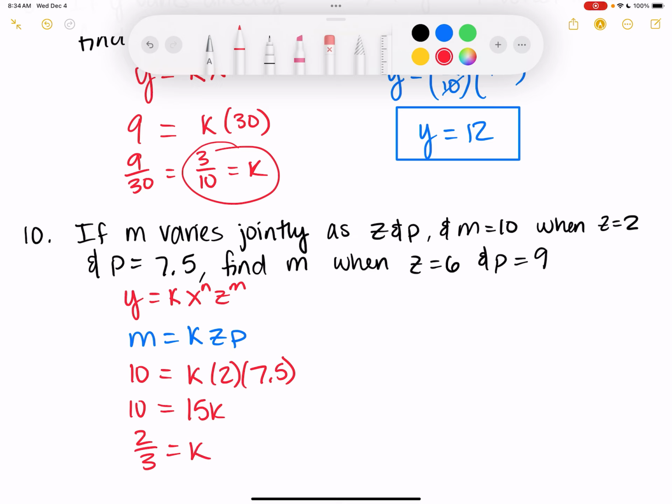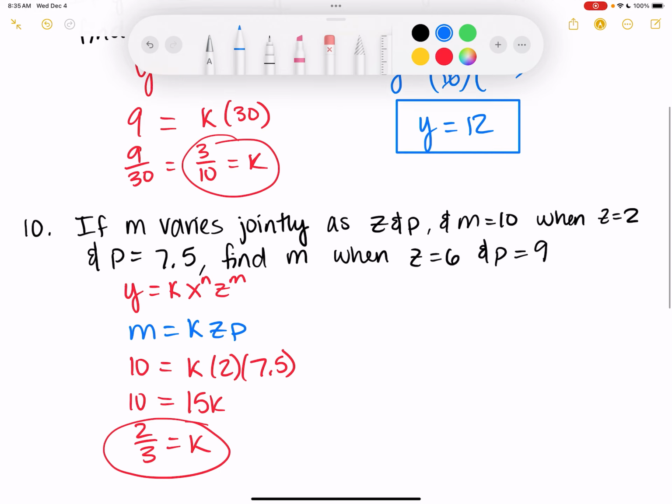And I would recommend just leaving them as fractions because I've done them as decimals and you're still going to get to the right answer, but I think it's easier to work with fractions, knowing that things are probably going to cancel. So this is the k value. Now I'm going to use this exact same formula, but I'm solving for m this time. So I'm just going to plug everything in over here. So m equals 2/3 times 6 times 9. So 3 goes into 6 2 times. So I have 2 times 2 times 9. So m equals 36.